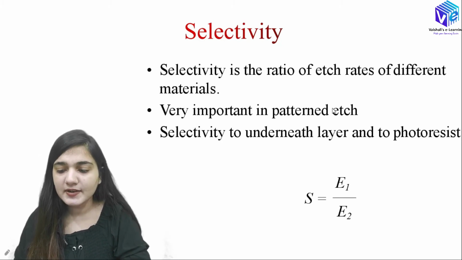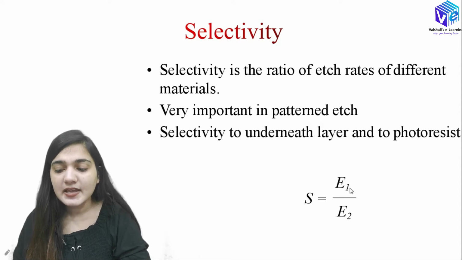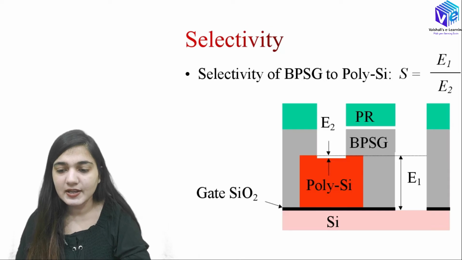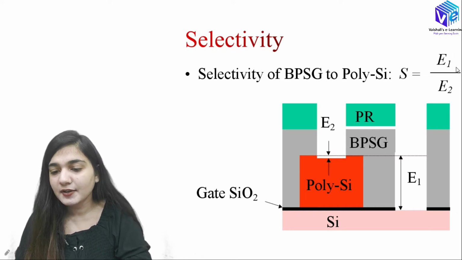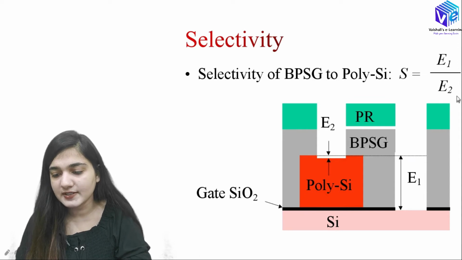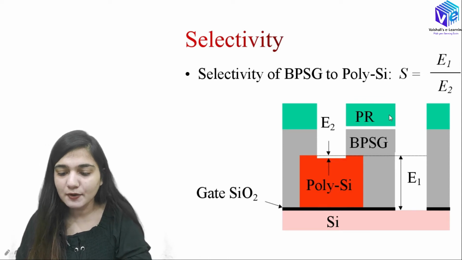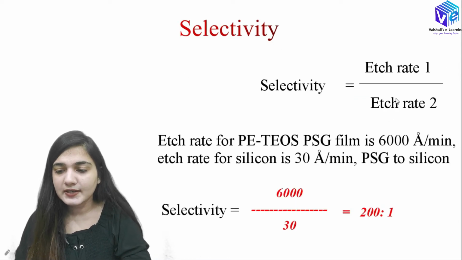So now selectivity is defined as E1 upon E2, where E1 is the etch rate of material 1, and E2 is the etch rate of material 2. So this is how I can get the selectivity. So selectivity of borophosphosilicate glass to the polysilicon is measured as the etch rate of borophosphosilicate glass upon the etch rate of polysilicon. So we can find out both of the etch rates, and then we can find out the selectivity. So selectivity is etch rate 1 upon etch rate 2.